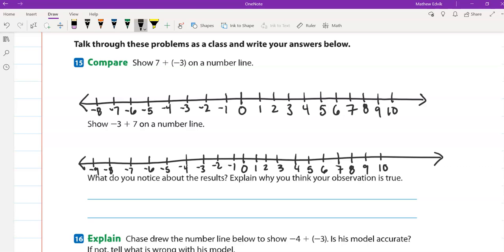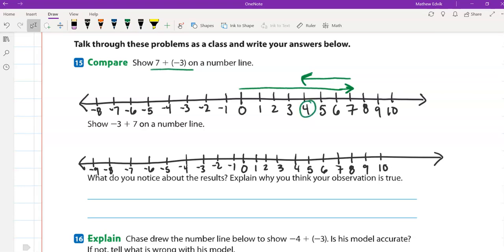And so on the 7 plus negative 3, we're going to start at 7. So if we start at 0 and go this way to 7, and then go backwards 3, 1, 2, 3, where do we end up? We end up at 4.